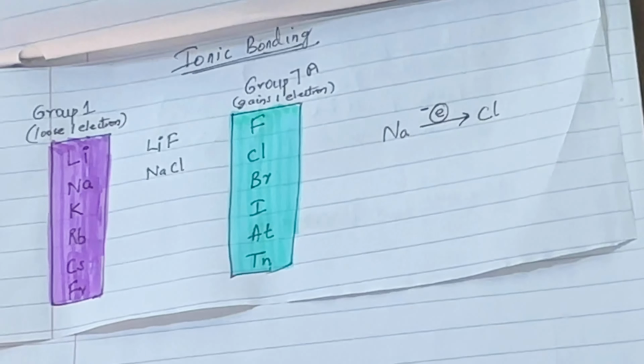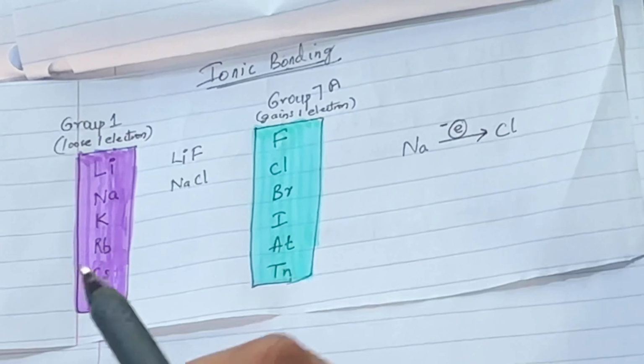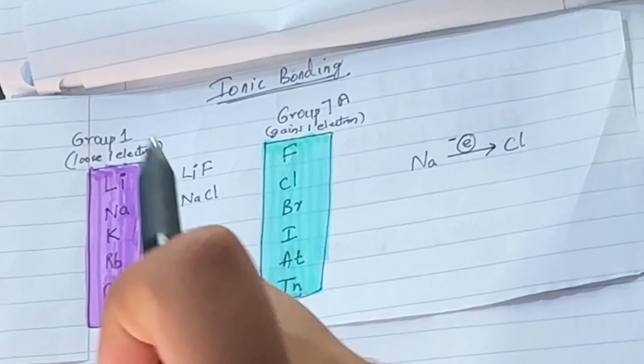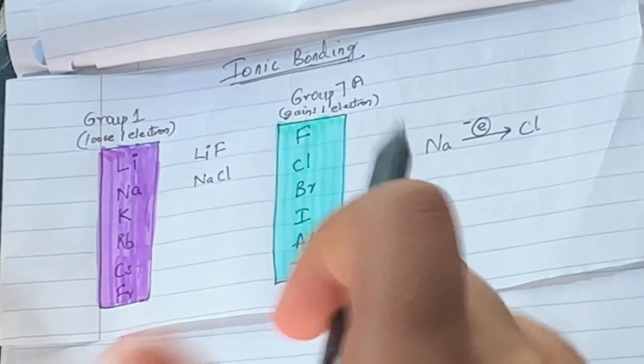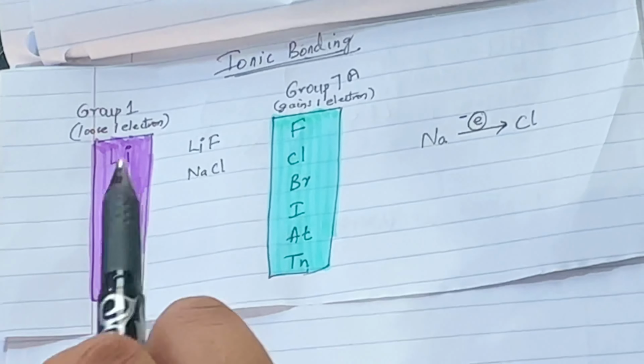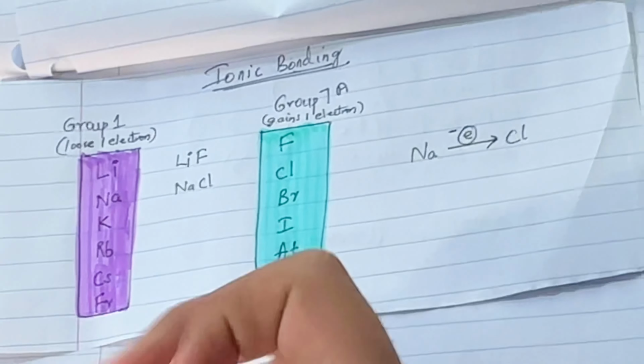Okay, so let's look at our third example. We're going to be using group 1 and group 7A, also known as group 1 and group 17. We're going to be using lithium and fluorine.